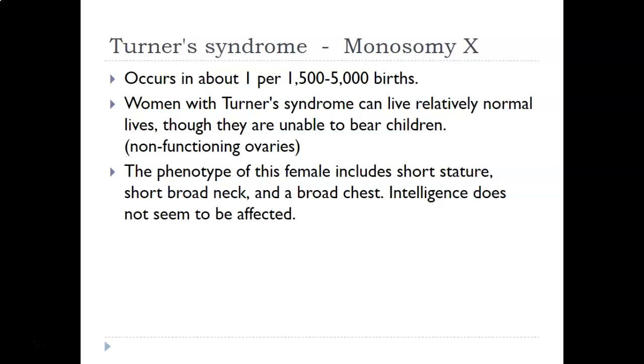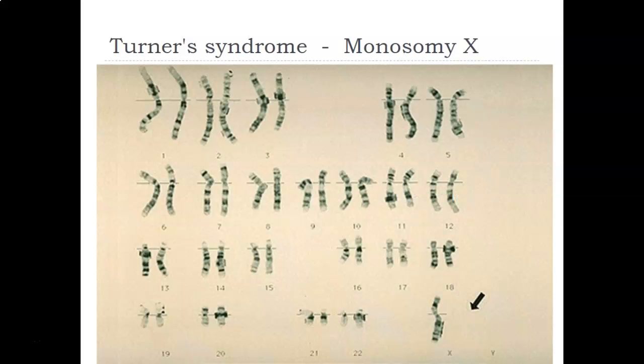Turner syndrome is a sex-linked chromosomal disorder. This is monosomy X, which means you only have one X. It occurs in every 1,500 to 5,000 births. You are biologically considered a woman with Turner syndrome, and you can live relatively normal lives, but you're unable to bear children because you don't have functioning ovaries. Some characteristics of this disorder are short stature, broad neck, broad chest, and no effect on intelligence. And here you can see in the karyotype that there's only one X instead of 2 X's.